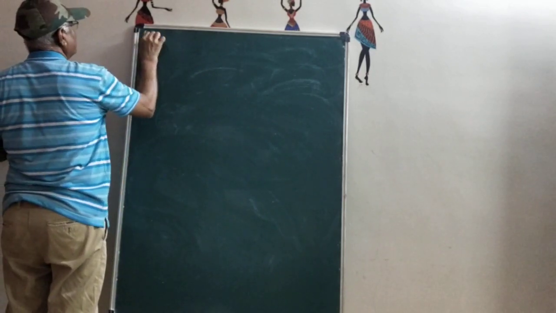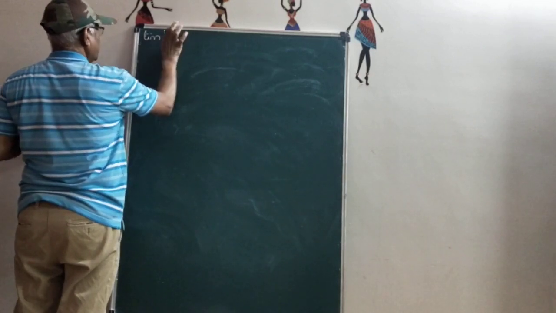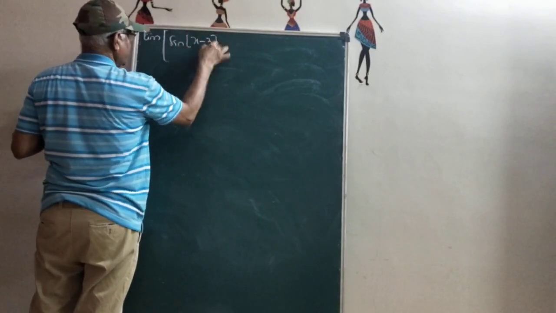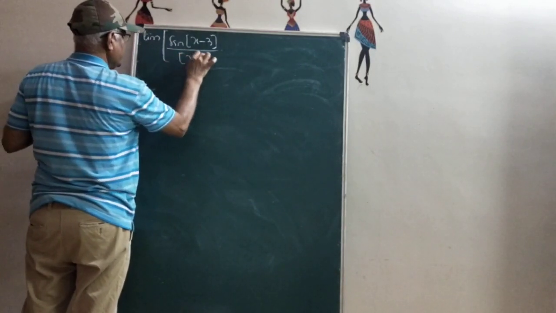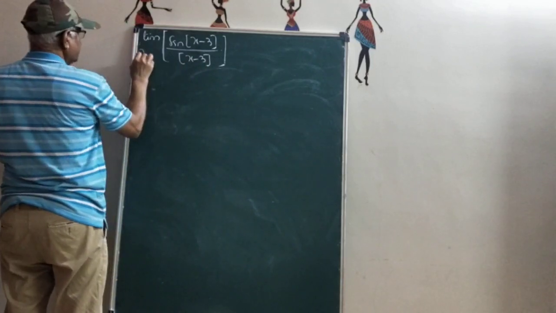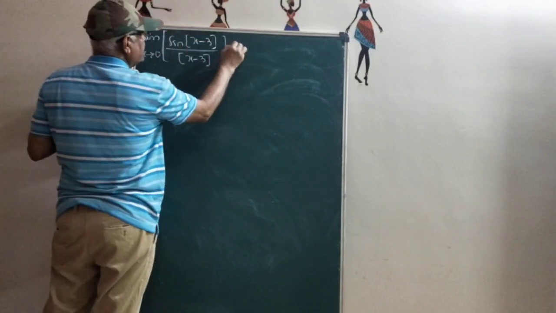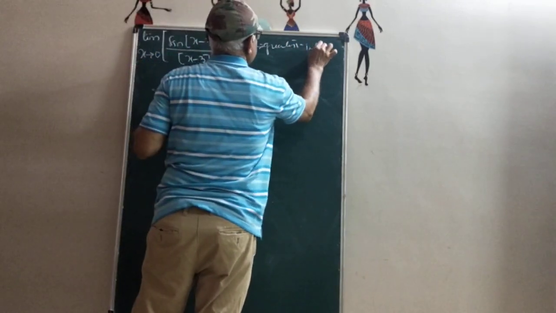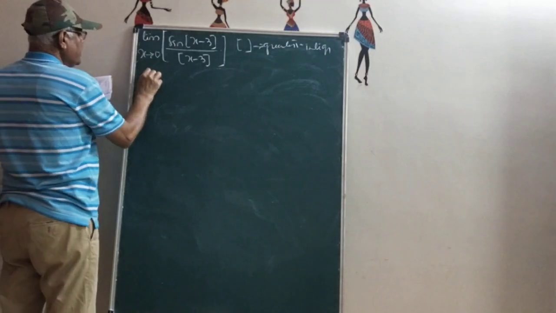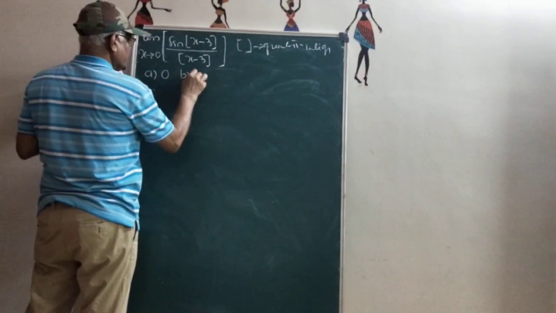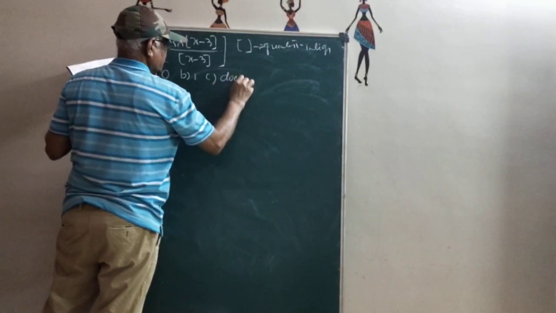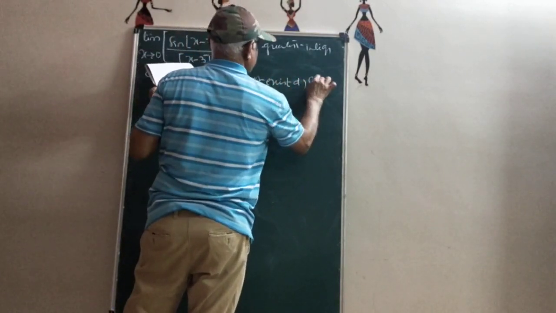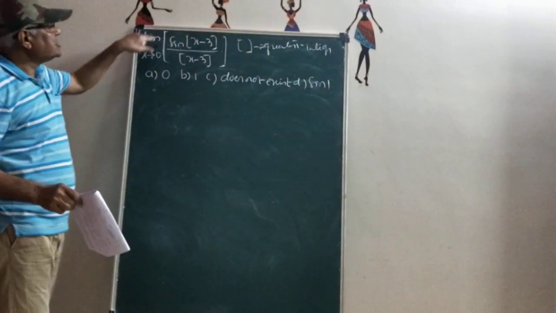Now the limit of sine of the greatest integer x minus 3, divided by once again the greatest integer x minus 3, as x tends to 0. Once again this is the greatest integer. The first option is 0, the second option is 1, the third option is does not exist, and the last one is sine 1. Now let us see what the answer is.